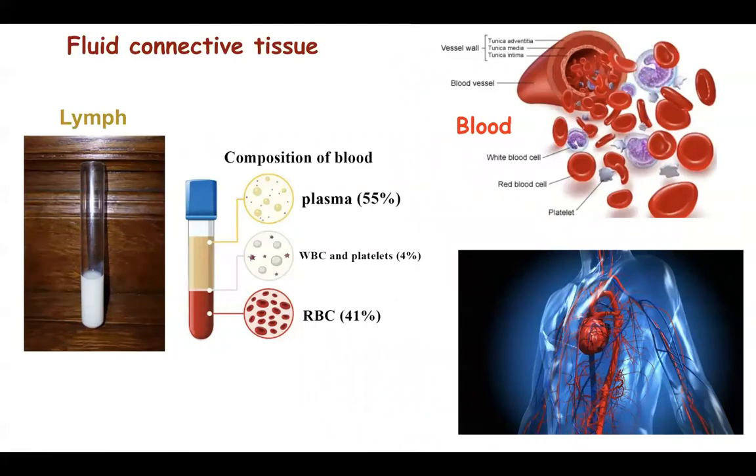It is this liquid which will be circulating through the body, either in certain areas where it is called as lymph. Lymph will be found in lymph glands or it will be found in lymph vessels. There is no pumping organ for lymph. Lymph is basically made up of only WBCs and plasma. But when WBCs, plasma, and RBCs are present together, we call that fluid connective tissue as blood.